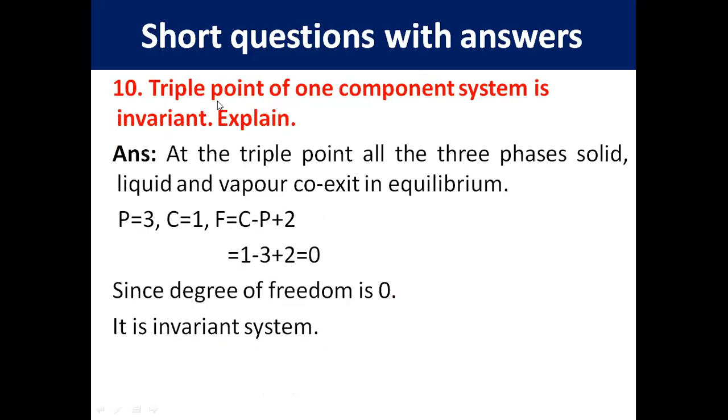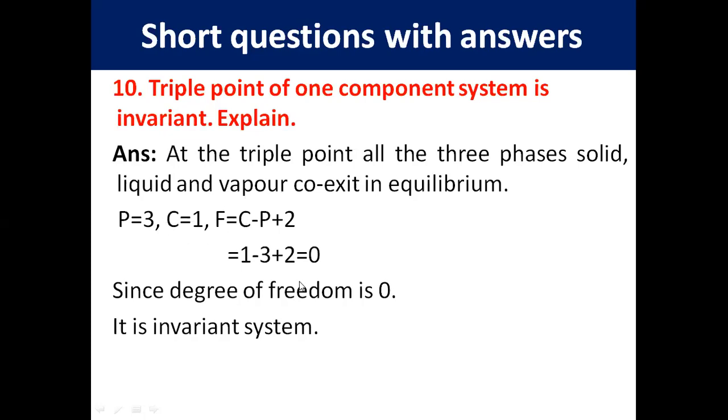Question number 10. Triple point of one component system is invariant. Explain. So for one component system, we can take the example of water system or sulfur system. In one component system, C is equal to 1 and at the triple point all the three phases, solid, liquid and vapor, coexist in equilibrium. So phase is equal to 3 and since it is a one component system, C is equal to 1.